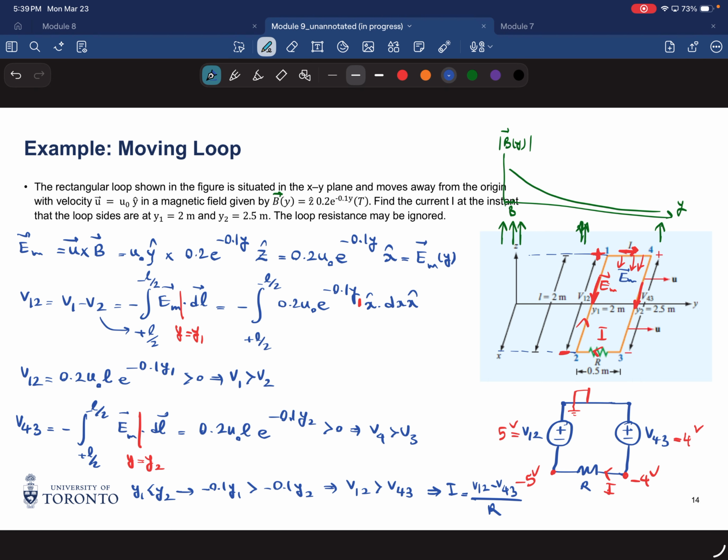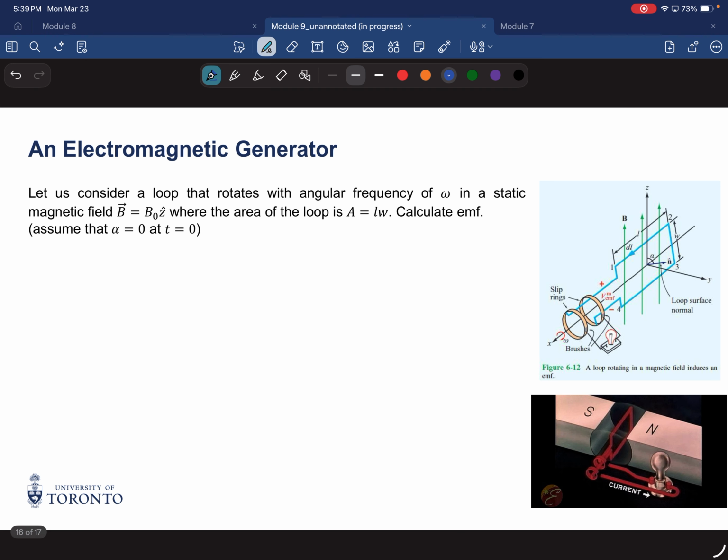Good? No more questions? Okay. Now, let's solve an example on the motional EMF.